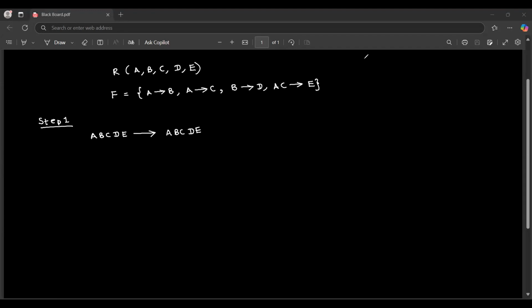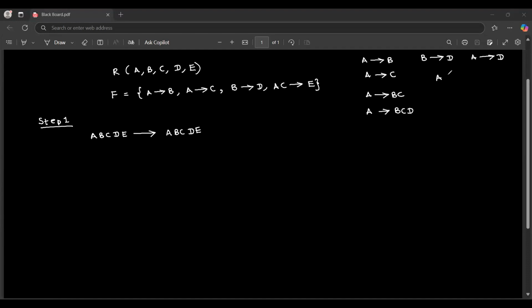First of all, we'll check all the functional dependencies we have. A functionally determines B, A functionally determines C. So I can actually say A functionally determines B, C. That's not an issue. And then we have B functionally determines D. So I can say A functionally determines D. Why can I say that? Well, this is the transitivity rule. So I can say A functionally determines B, C, D.